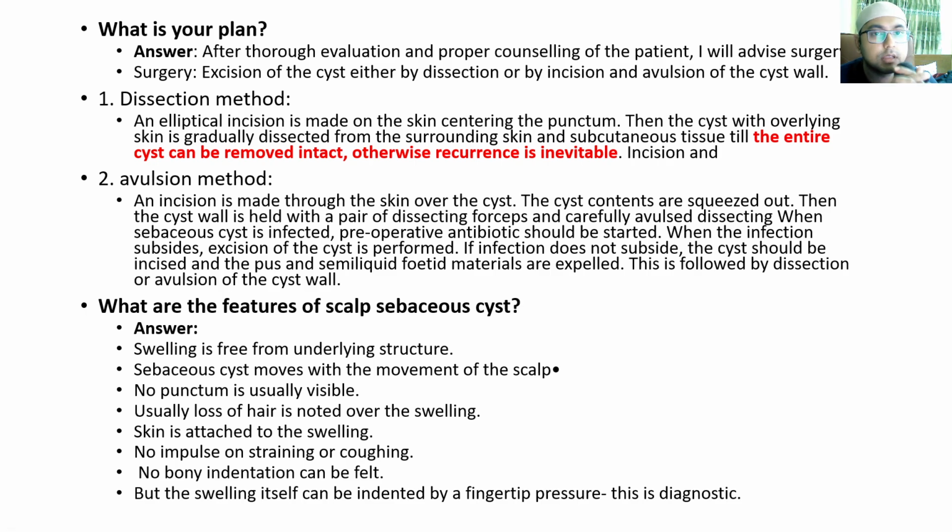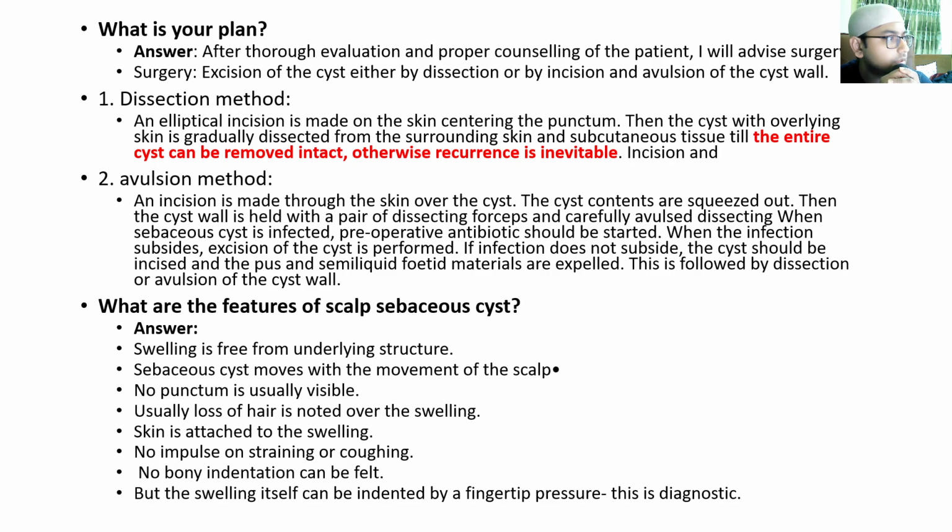Okay, so your next question should be, what is your plan? So what will we do in that case? After thorough evaluation and proper counseling of the patient, I will advise surgery, the excision of the cyst either by dissection or by incision and avulsion of the cyst wall.